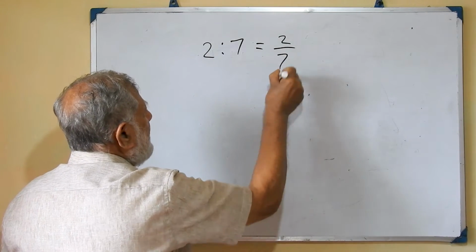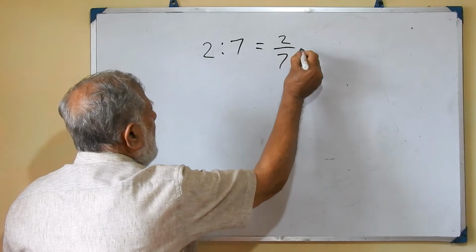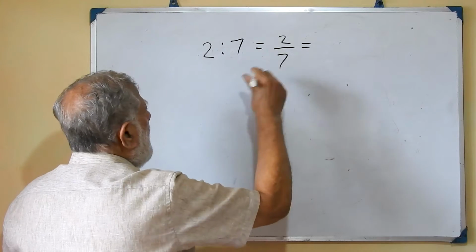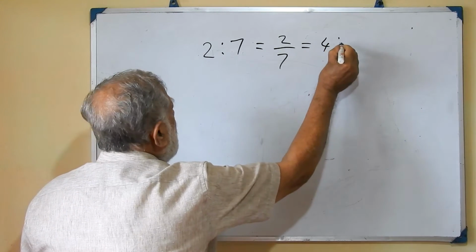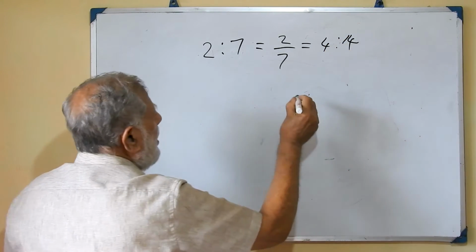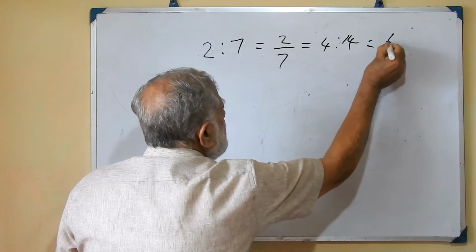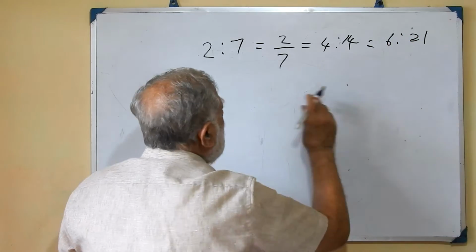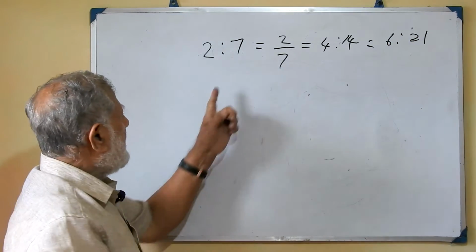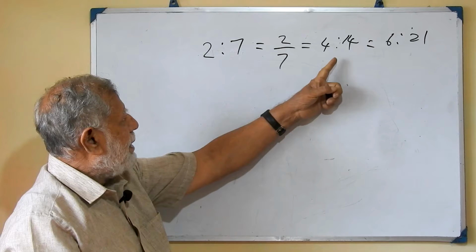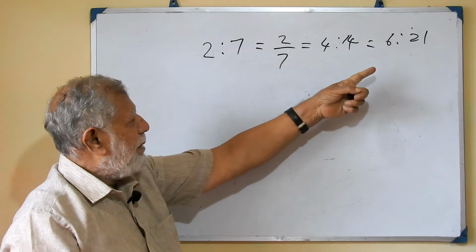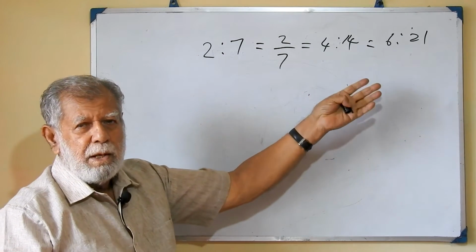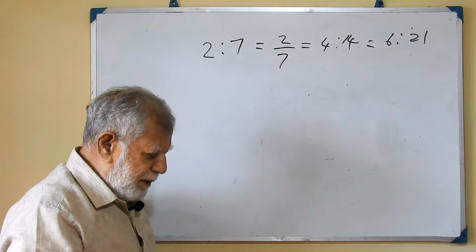Now 2 upon 7, we can use equivalent fractions and multiply. So we can write this as 4 is to 14, or we can write this as 6 is to 21. All the ratios are equal. We can write this as a fraction, multiplying by 2, multiplying by 3, or anything like that. So here you are manipulating with numbers.